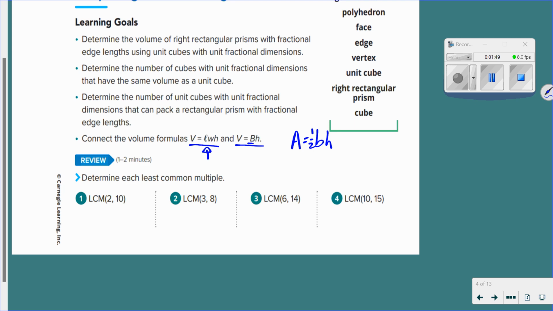Lowercase b is my base side of a figure. A capital B is the area of the base. So it has different definitions. So that's, again, getting back to our vocabulary and the importance of understanding what it is. It is a major difference.